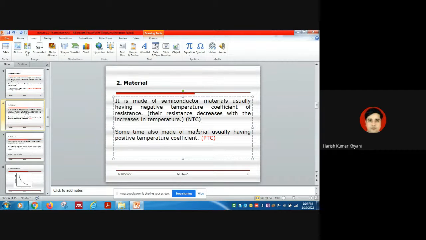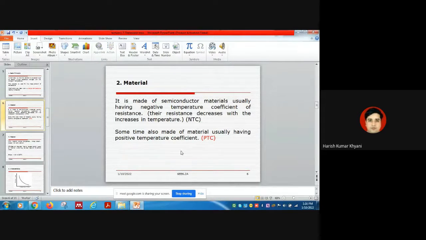If you go through the literature thoroughly or in depth, you will also find that thermistors are also made with positive temperature coefficients, but most of the thermistors, I would say about 99%, have negative temperature coefficients. Only a few thermistors have a positive temperature coefficient, and the positive temperature coefficient thermistors are mainly used in thermal switching devices, right?